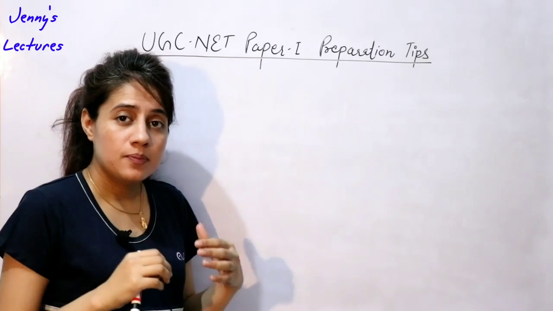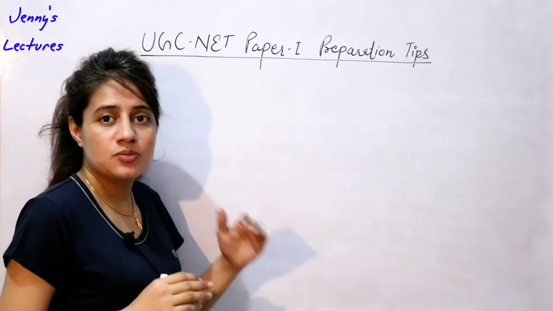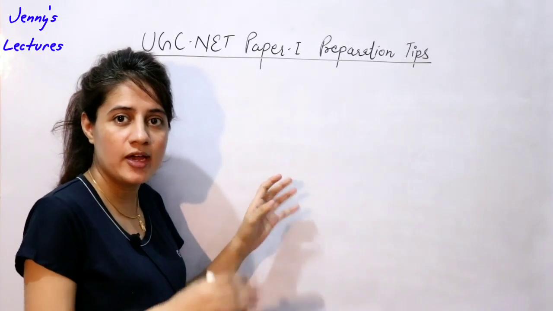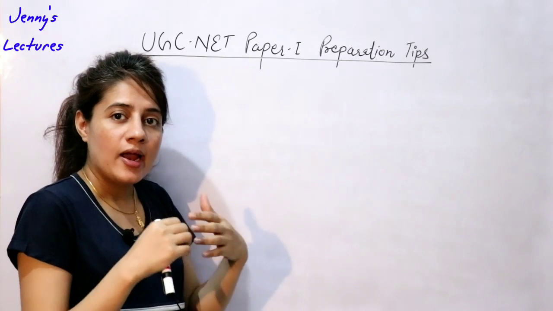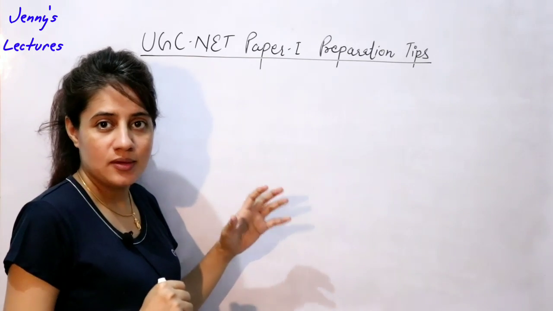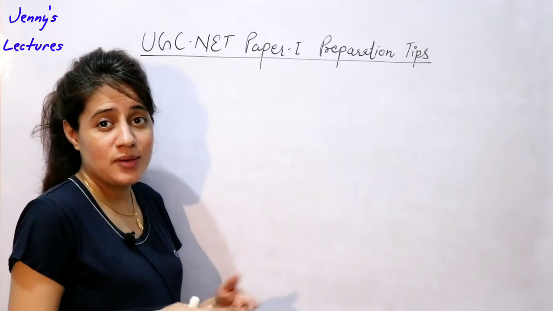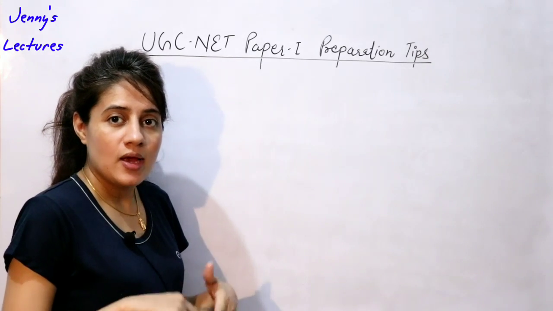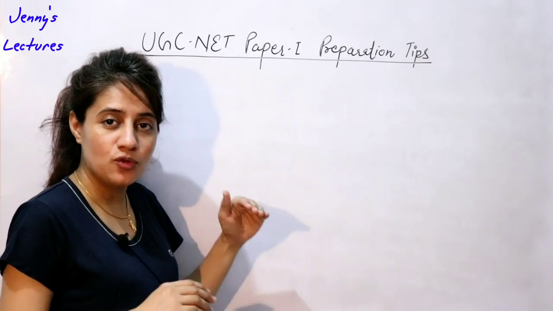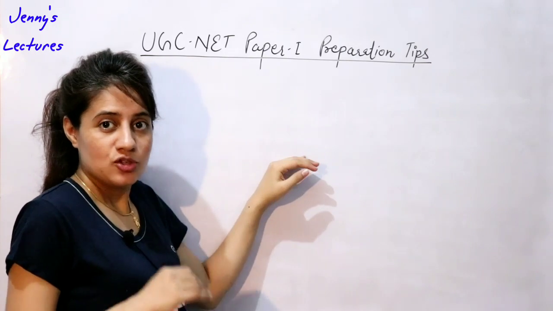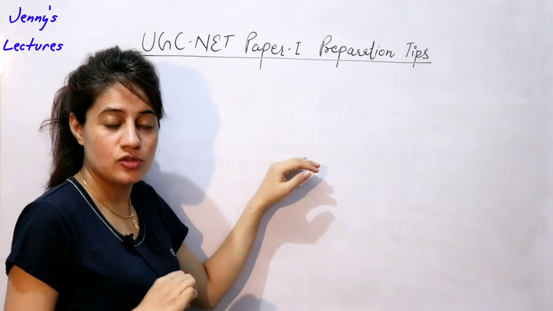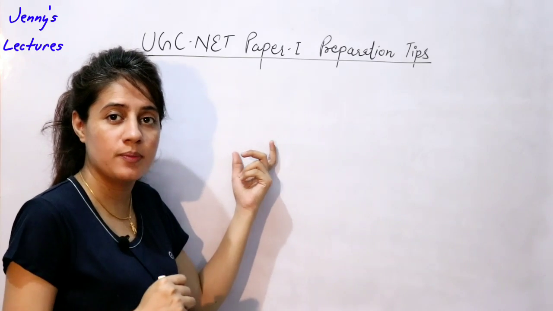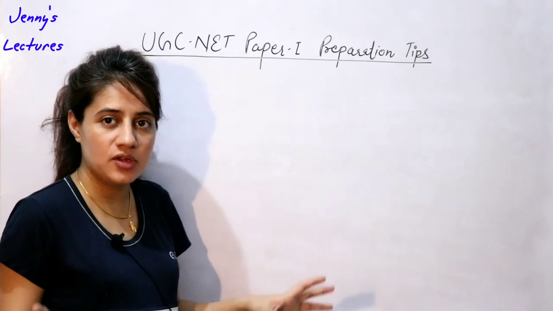Fine. But in my first attempt, I made this mistake: I thought paper 1 would be very easy and I was not going to prepare for it. I just prepared for paper 2. Because of paper 1 only, I didn't do well and I was not able to crack the NET exam in my first attempt. But in my second attempt, I devoted some time to paper 1 as well. So I am going to share my strategy, how many days I devoted to the preparation of paper 1, where I studied from, and everything, right?